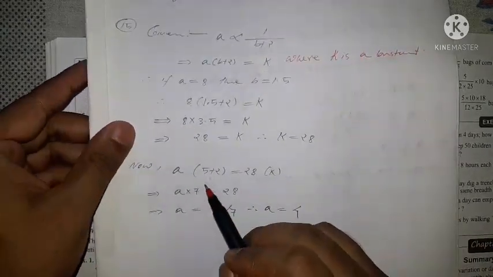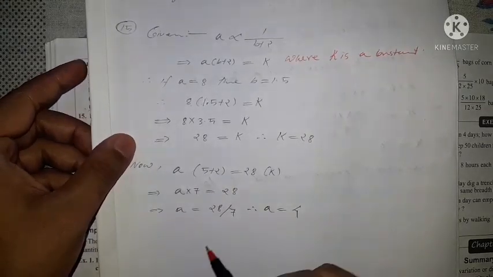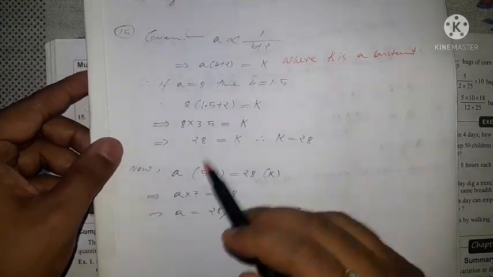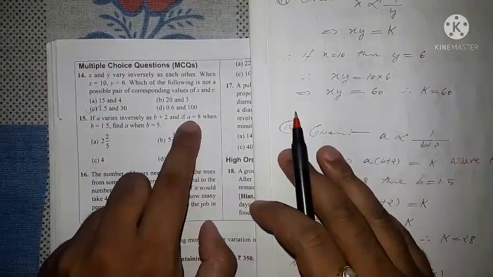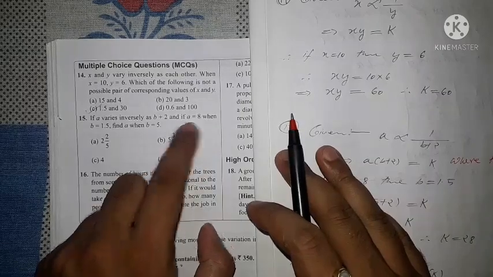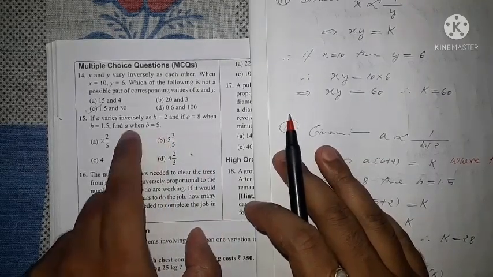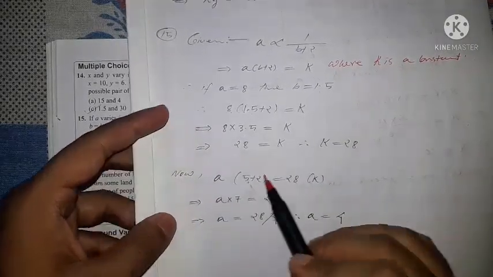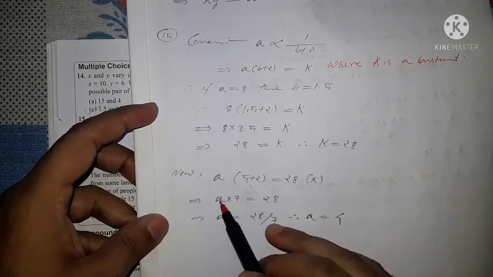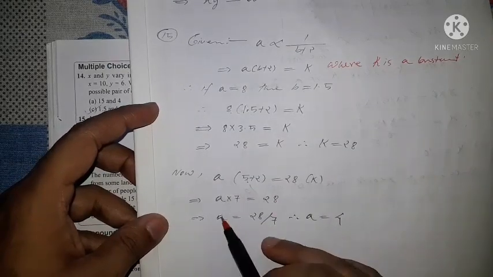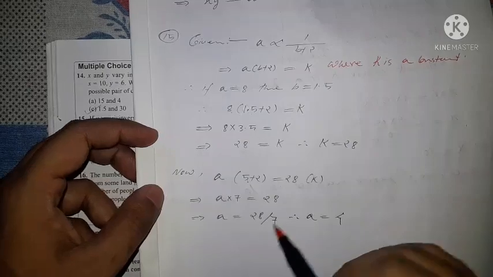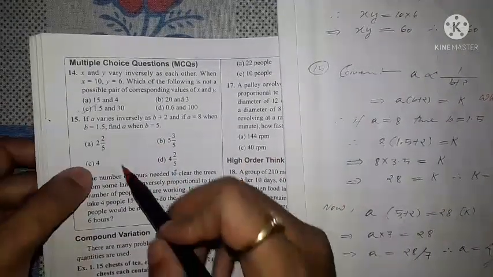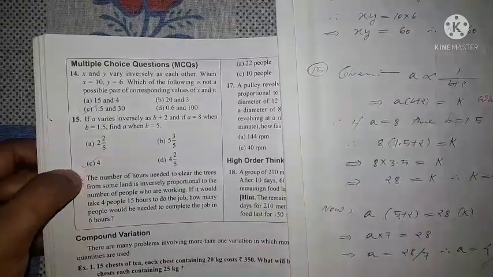Now A into 5 plus 2 is equal to 28. This is the value of K. If the value of B is 5, we need to find the value of A. So in place of B we put 5. A into 5 plus 2 is equal to 28, that is A into 7 is equal to 28. Therefore the value of A is 28 by 7, which is 4. So the correct option is 4.